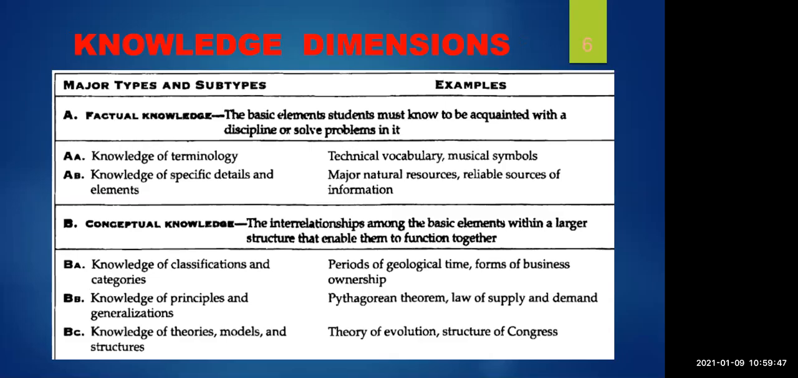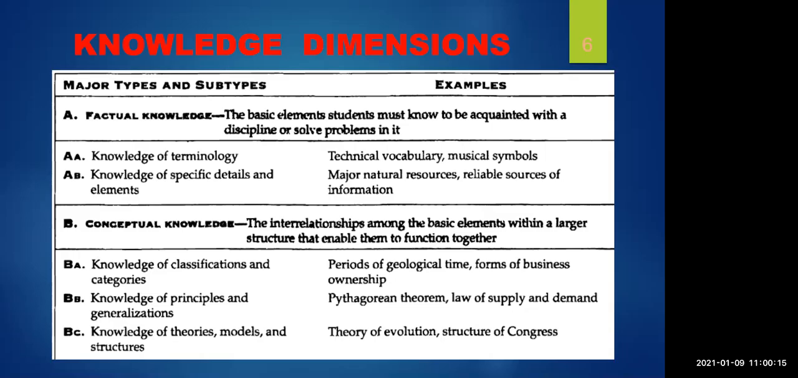So the first knowledge is factual knowledge: the basic elements students must know to be acquainted with the discipline or solve problems in it. I mean, it's a fact. So knowledge of terminologies: what is force, what is Newton, what is the unit for Newton, what is velocity, right? These are basic terminologies. Everybody should be familiar with them. So he was telling that is the basic terminology, technical vocabulary, musical symbols, what are the symbols we use, degree centigrade or Fahrenheit.